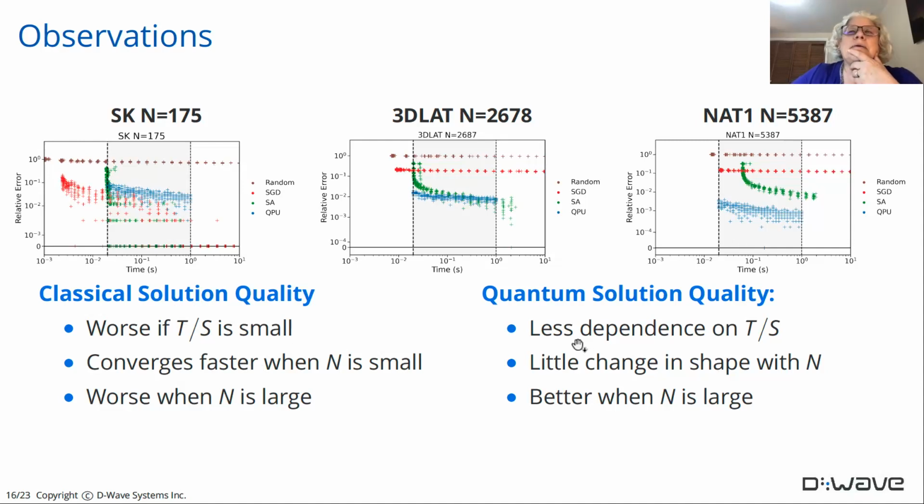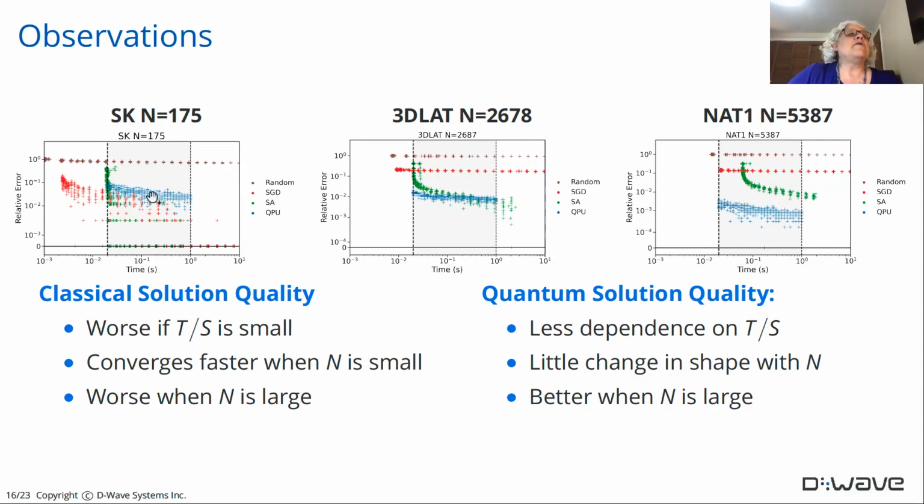But why would quantum solution quality be opposite? And it's not exactly opposite. There's less dependence in quantum solution quality on T over S. It doesn't actually depend too much on N. But the fact is it's getting better when N is large.